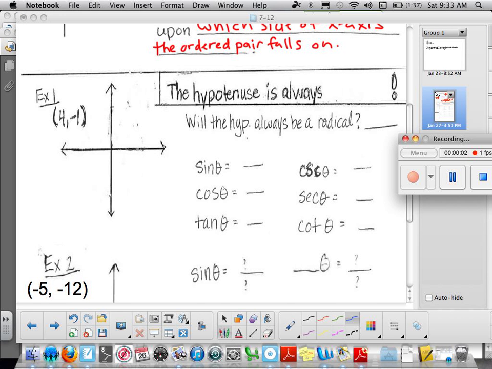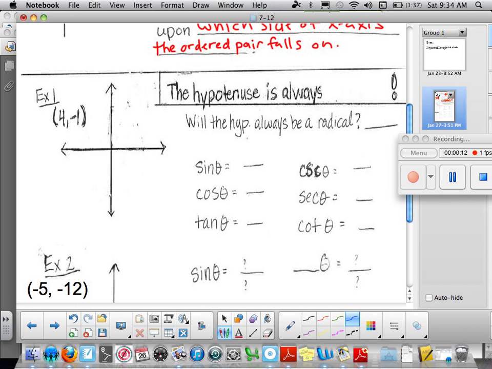So let's take a look at the first example. What we want to first do is go ahead and plot the ordered pair, which says I'm going to go forward 4 units, and we're going to go down 1 unit. So we have a triangle that looks roughly like this.